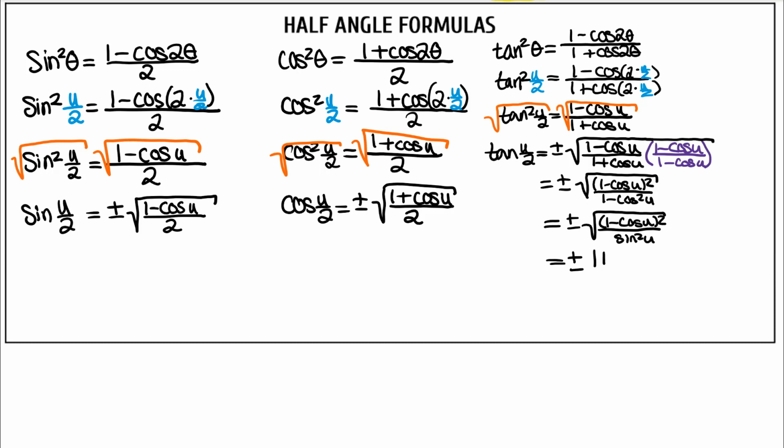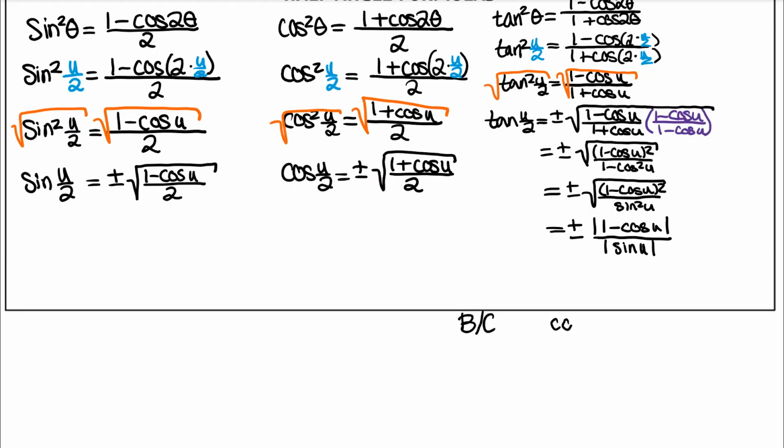The square root of something being squared is equal to the absolute value of that something, because 1 minus cosine u was always being squared before being square rooted. And the square root of sine squared u is absolute value sine u. Because cosine of u is always between -1 and 1, the midline plus the amplitude and the midline minus the amplitude, 1 minus cosine u will always be non-negative. Now we have to look out for the sign of the denominator, because that would affect the sign of tangent.